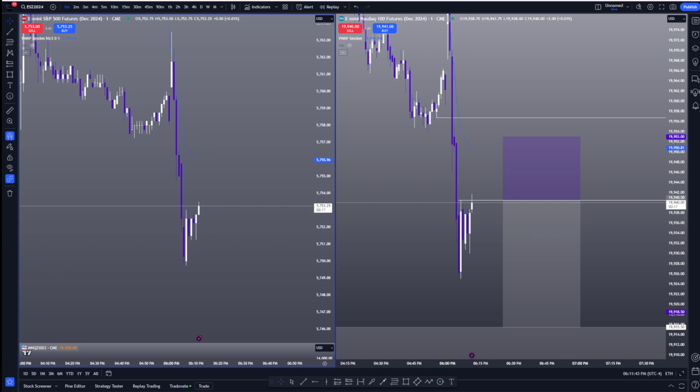We're not getting the follow through yet, so probably just gonna have to wait. We're probably gonna have to be patient. Notice how we did not form that fair value gap. We just got a strong bounce up after grabbing liquidity. So we might have to be very patient.